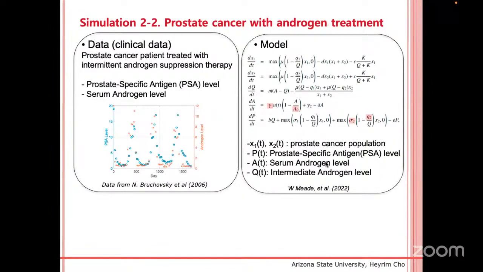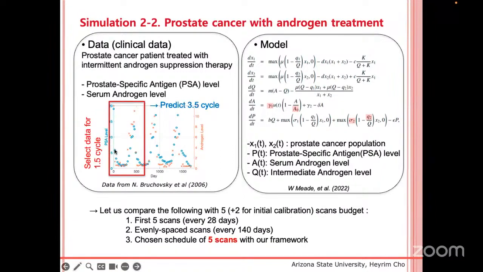Here is another result where I have more ODEs. So we also wanted to test on clinical data. Here is prostate cancer going through intermittent androgen suppression therapy. And here the data is the PSA level and then the androgen level. The corresponding model is taken from other work, where it's 5 ODEs, and the androgen is going to go in here, and the PSA is going to go in over here. And we will try to learn these 4 selected parameters that we realized are most sensitive to the treatment response. And here as well, we want to select the data for 1.5 cycles and then predict for 3.5 cycles.